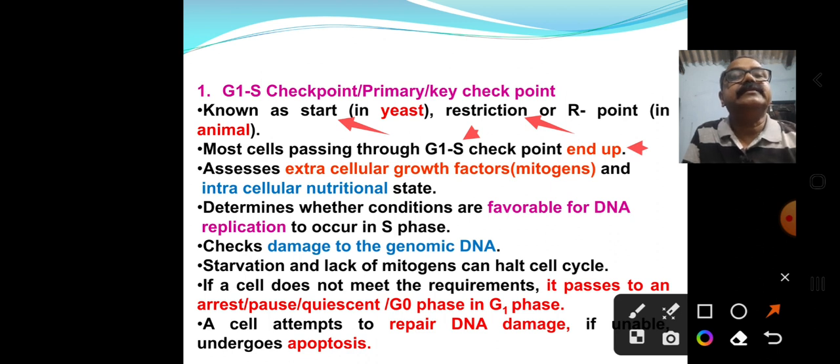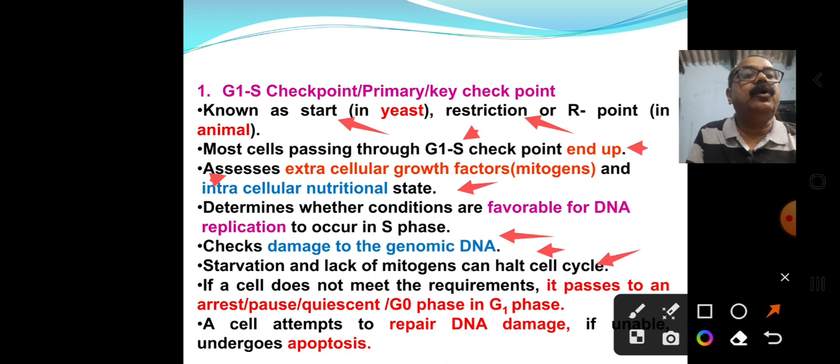This checkpoint assesses extracellular growth factors, which are known as mitogens, and intracellular nutritional state. That means whether proper nutrition is available to the cell or not. This checkpoint determines whether conditions are favorable for DNA replication to occur in S phase. The G1S checkpoint checks damage to the genomic DNA. Starvation and a lack of mitogens can stop the cell cycle or put a halt in the cell cycle.